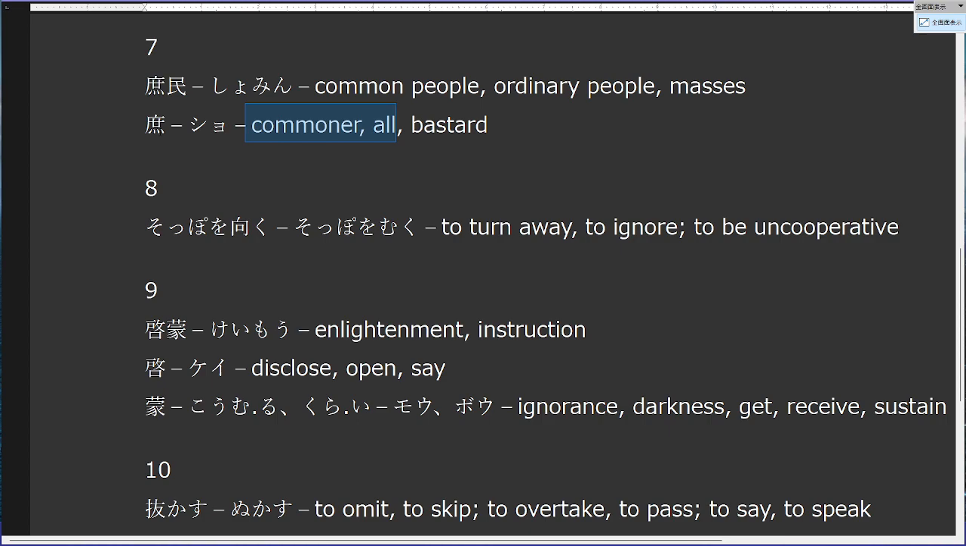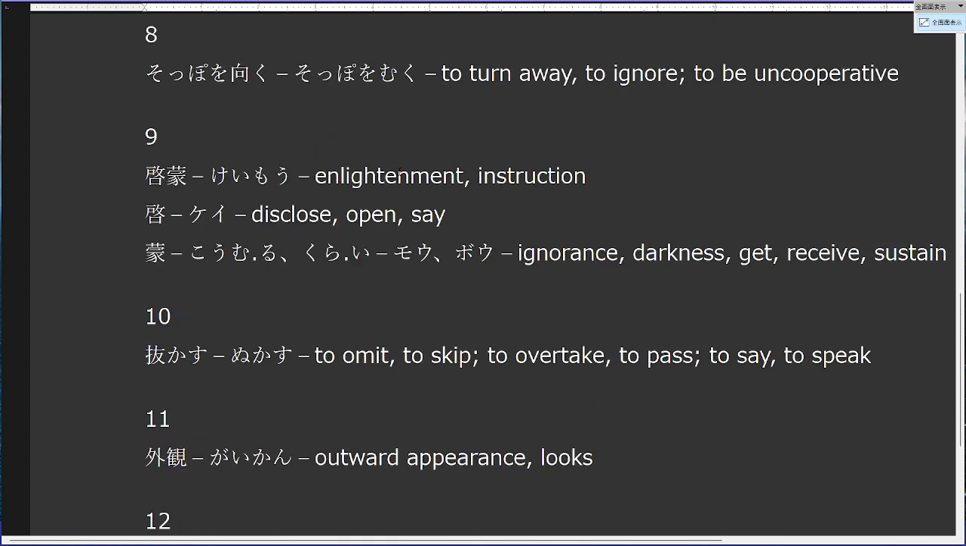Shomin are commoners or ordinary people or the masses. Shomin. Number eight is soppo omuku.